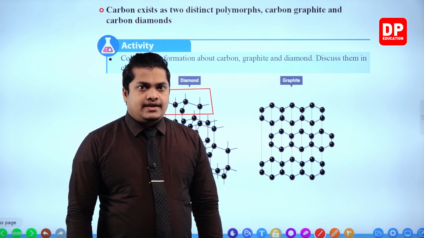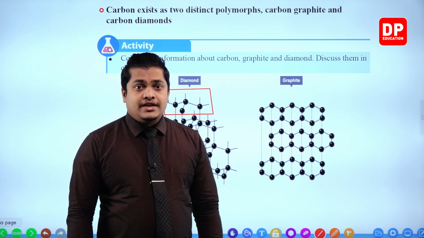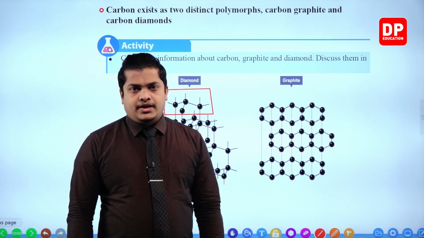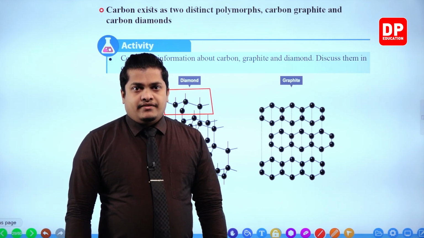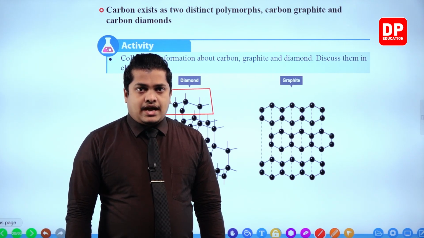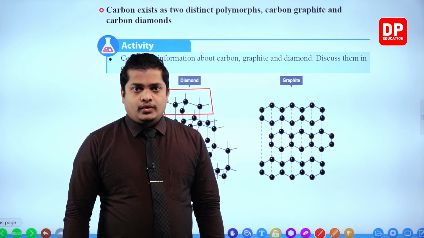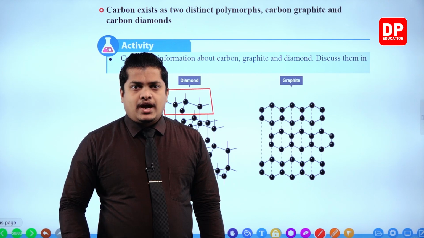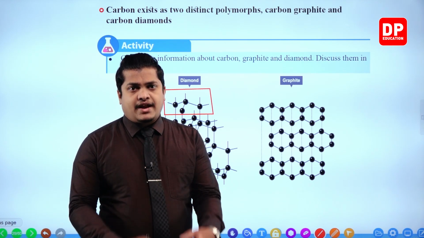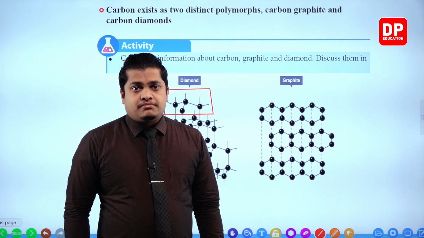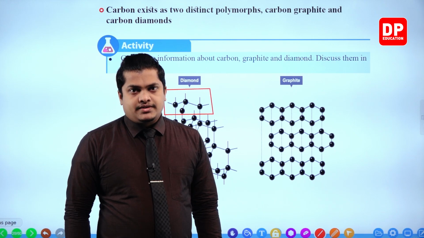The other thing is that diamond has a special glittery nature because of its high refractive index. That means, my dear children, if you send a light beam through diamond, it keeps getting refracted. The refraction ability is very high in diamond. So diamond is very expensive because of these properties.